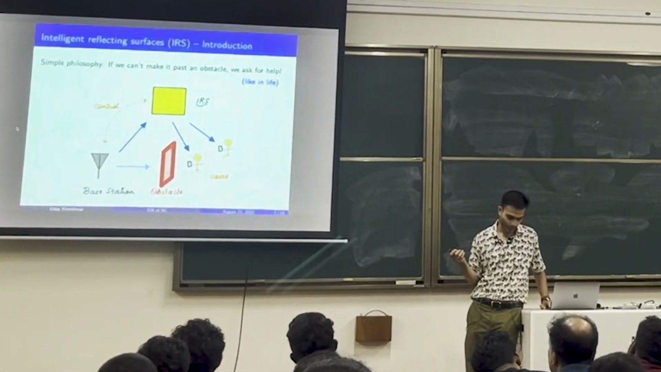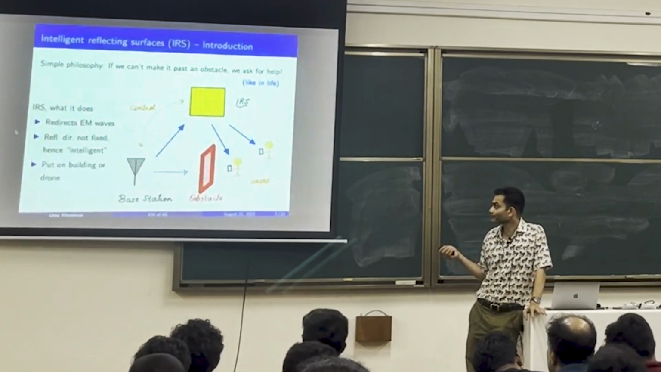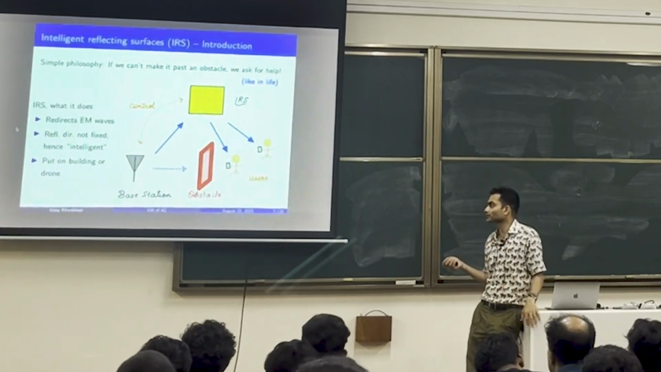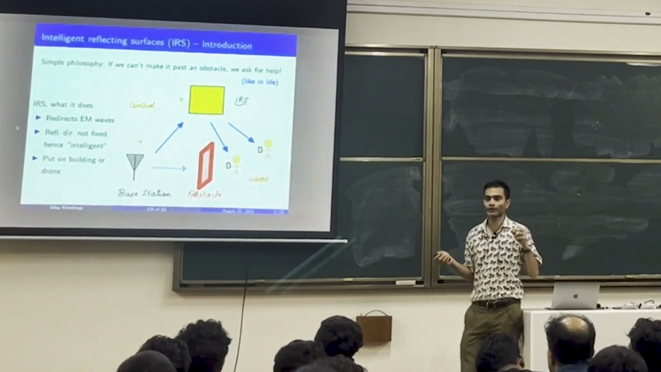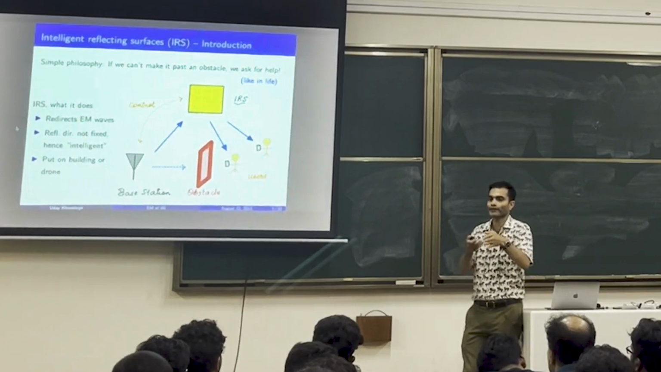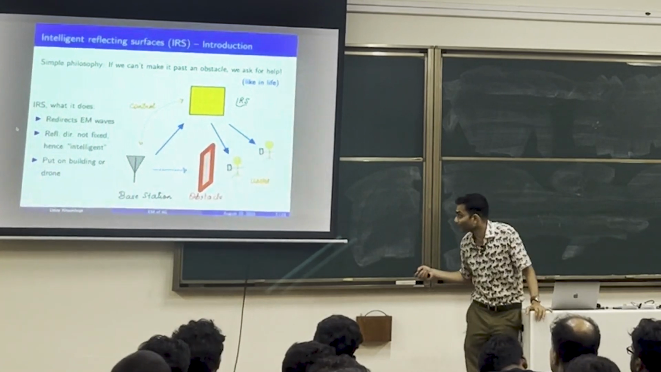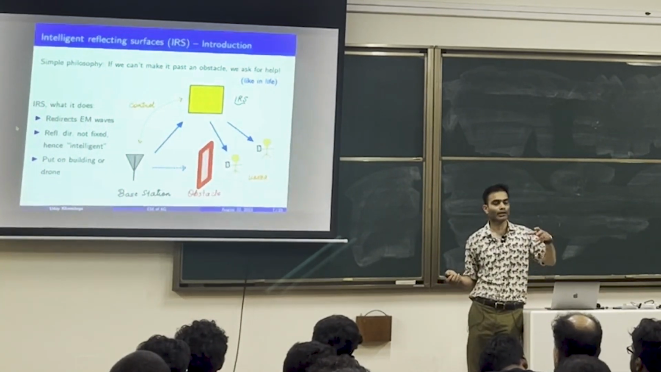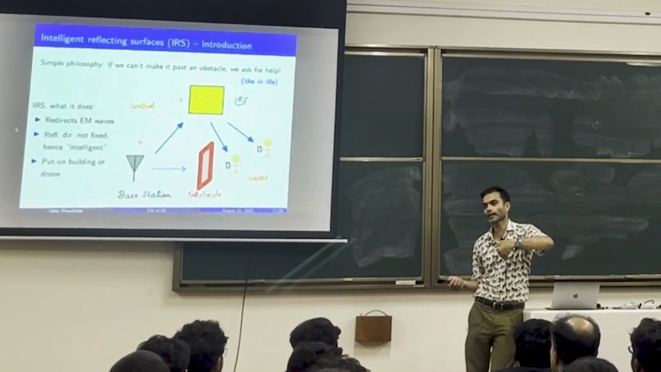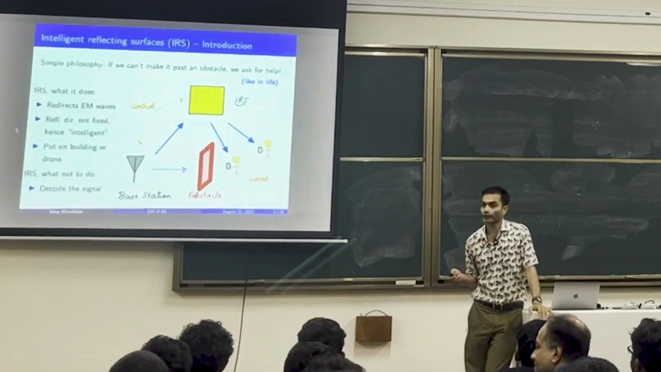So let's study this a little bit more. What it does, as I mentioned, is redirect EM energy. The reflection direction is not fixed. It should be adaptive, responding to where the user is. And you can put it on buildings. For example, there are tall skyscrapers somewhere. You could put it on the sides of buildings so that no matter where the user goes, there is some network path available for coverage. I have even seen places, for example disaster zones, where people put this IRS on the bottom of drones, and that acts like a reflector. That's also possible.